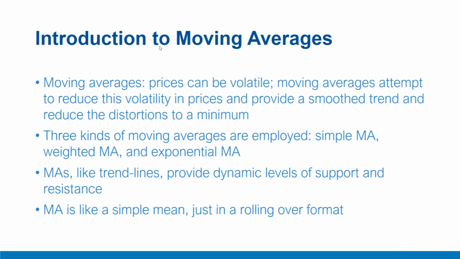Three kinds of moving averages are often employed. These include simple moving averages, simple MA, weighted moving averages, WMA, and exponential moving averages, EMA. Moving averages, like trend lines, provide dynamic levels of support and resistance. Moving average is like a simple mean, just in a rolling over format.